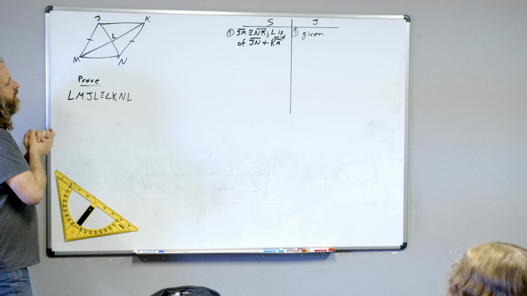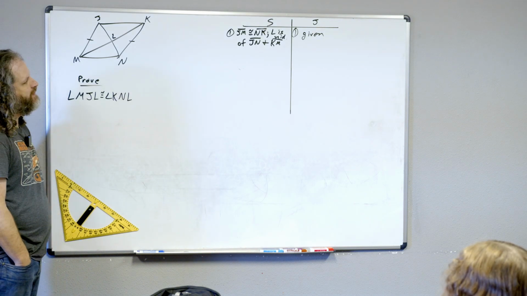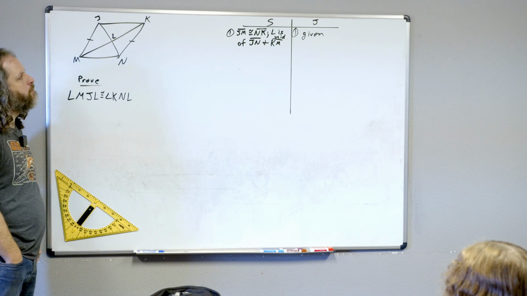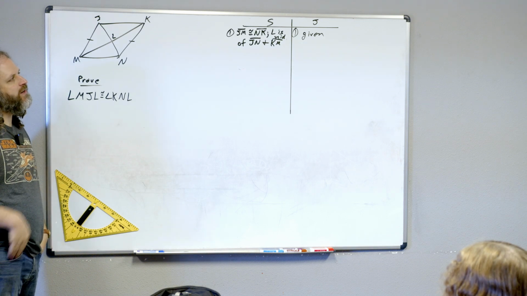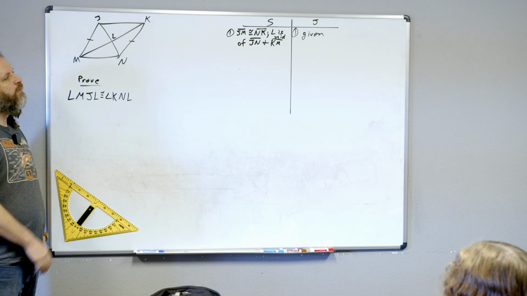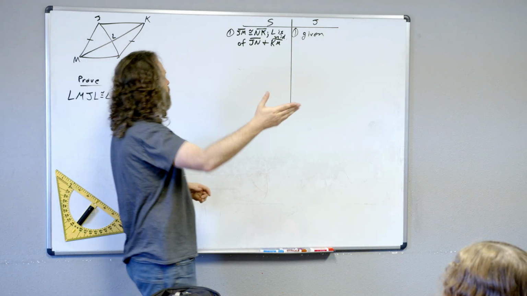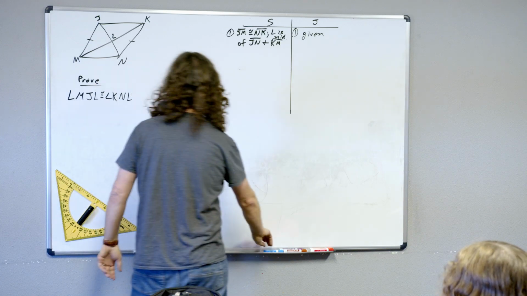If you're looking at a proof and you're like, where the heck do I start, which is likely to be a common predicament, my recommendation is look at the given and see, does the given tell me anything? What does midpoint tell me? Midpoint tells me that the two sides are congruent, right? So that's a great place to start. So let's start there.